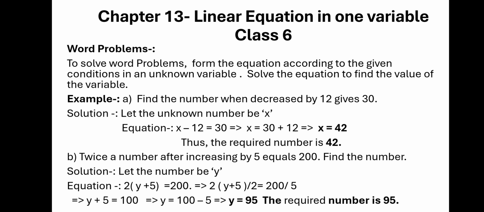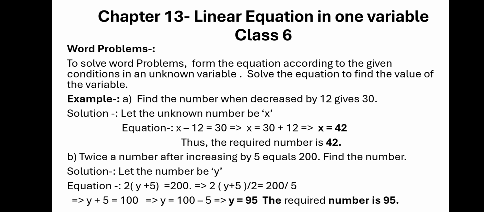Example: find a number which, when decreased by 12, gives 30. This is the word problem. Let the unknown number be x. So the equation will be x minus 12, because decrease means minus 12, equal to 30. That implies x is equal to 30 plus 12. So x is equal to 42. Thus the required number is 42.